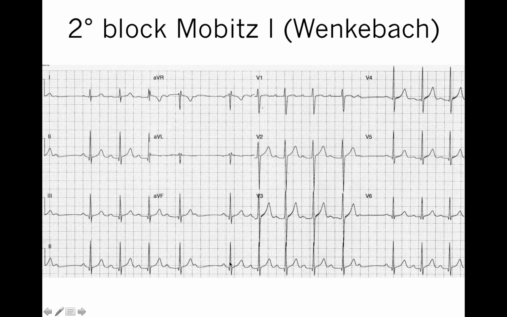So P wave, QRS with a short PR interval, prolongation, prolongation, prolongation, prolongation, block. Back to normal, prolongation, prolongation. So this pattern of group beating, where some of the P waves conduct and some of them don't, with gradual prolongation of the PR interval prior to the block, is called second degree type 1 AV block, which is also called Wenckebach.